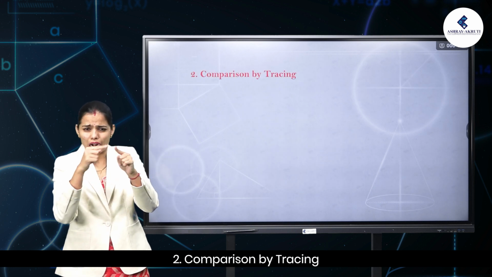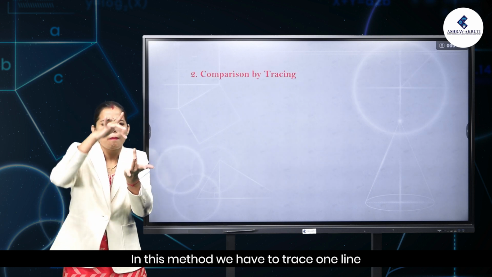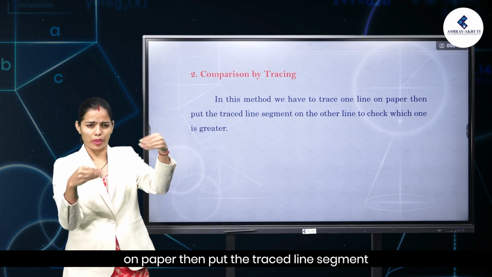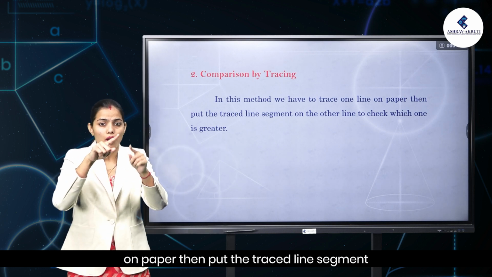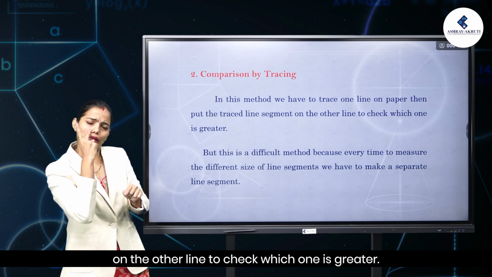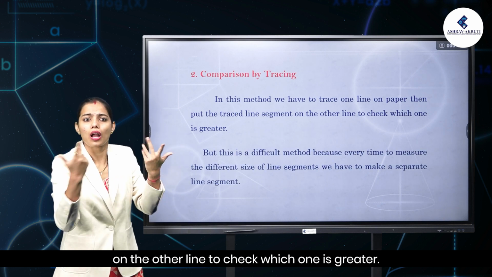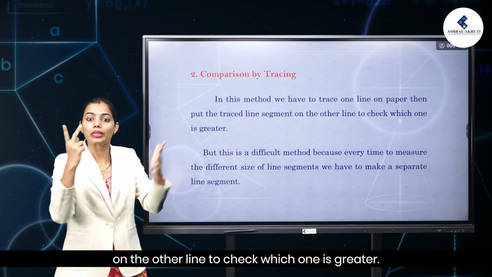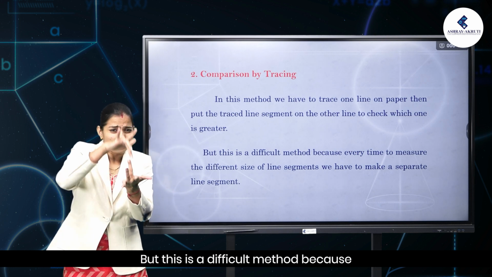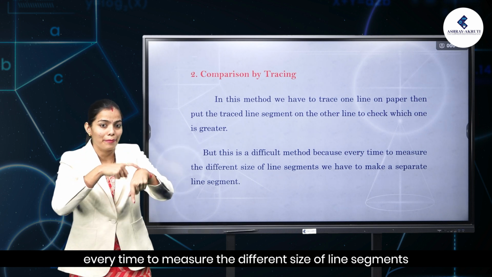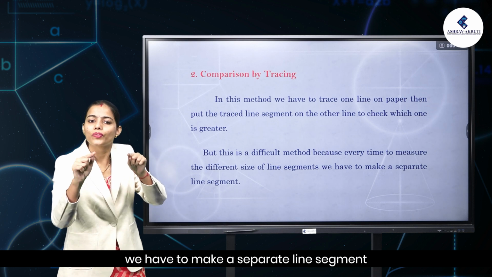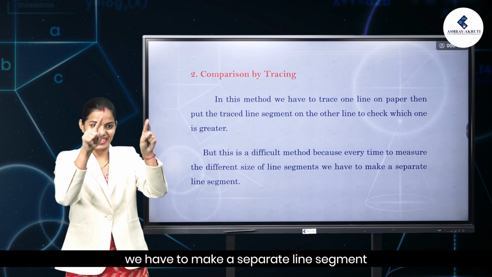Comparison by tracing. In this method, we have to trace one line on paper, then put the traced line segment on the other line to check which one is greater. But this is a difficult method because every time to measure a different size of line segments, we have to make a separate line segment.